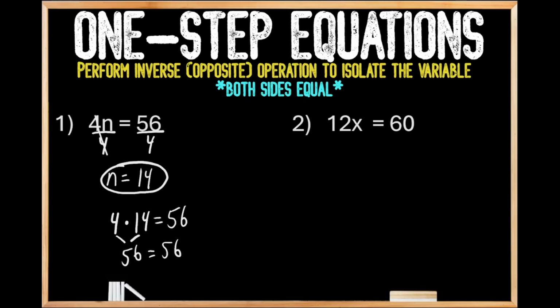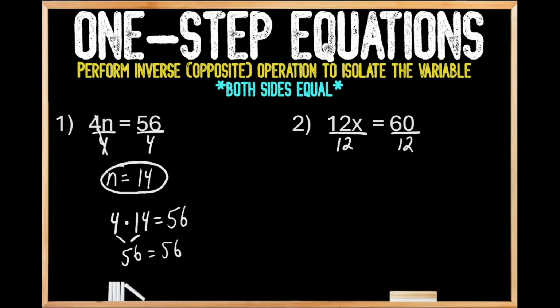Now moving on to question number 2, where this time we're being asked to solve for the value of x. Here we have 12x is equal to 60. The opposite operation of multiplication is division, so we're going to divide the left-hand side of this equation by 12, and then we need to make sure that we keep both sides equal, so we're going to divide the right side of this equation by 12 as well.